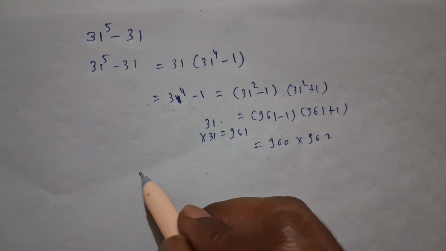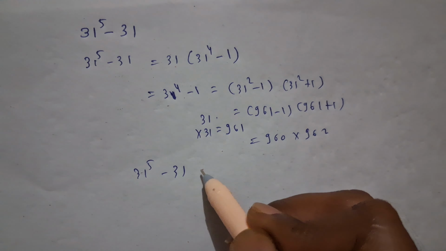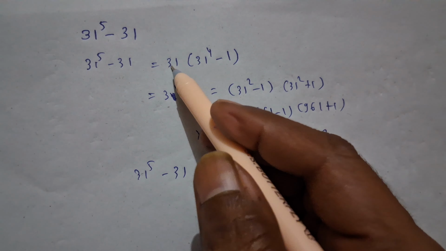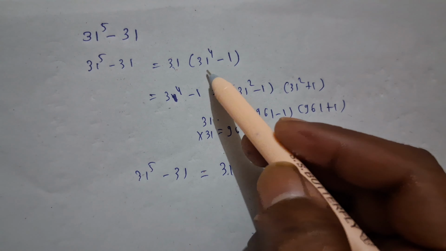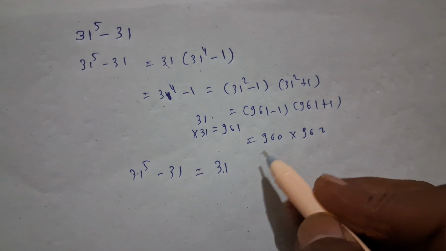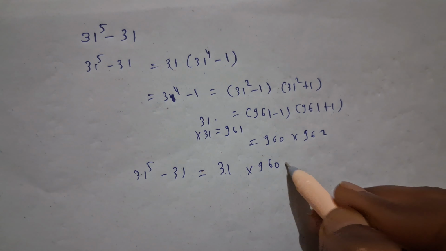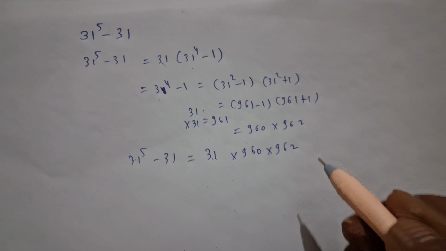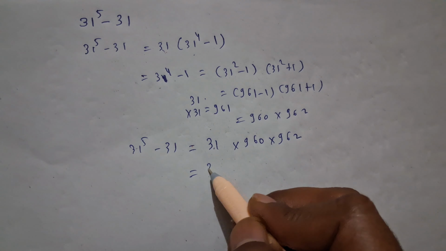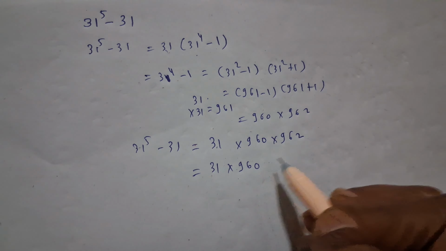Substitute back into 31 to the power of 5 minus 31. We get 31 as it is, times 960 times 962. Next, here 31 as it is, 960 as it is.